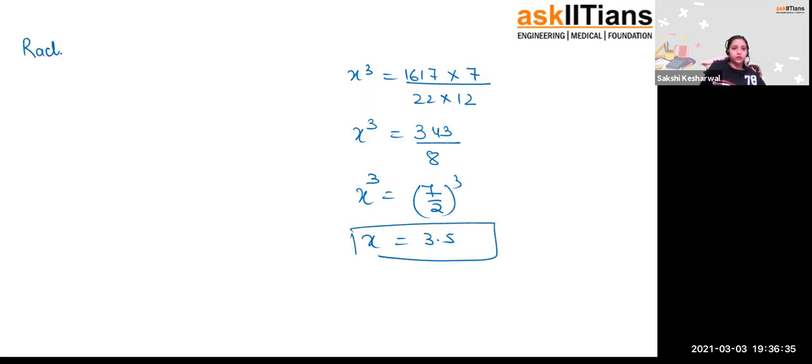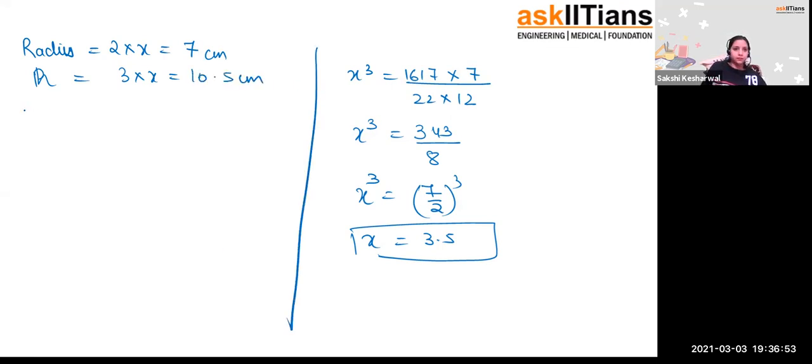So your radius is going to be 2 into x, which is equal to 7 centimeter, and your height is going to be 3 into x, which is 3 into 3.5, that's equal to 10.5 centimeter, right?